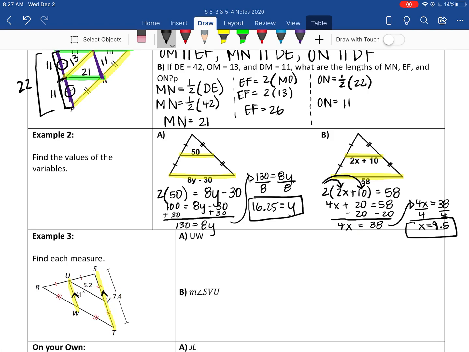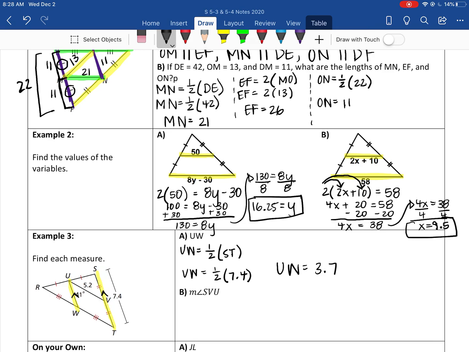And I know that UW is equal to half the length of the whole side, ST. And so when you plug that in, UW is equal to half 7.4. And when you take 1/2 of 7.4, you're going to get that UW is 3.7. All right, so that was easy.